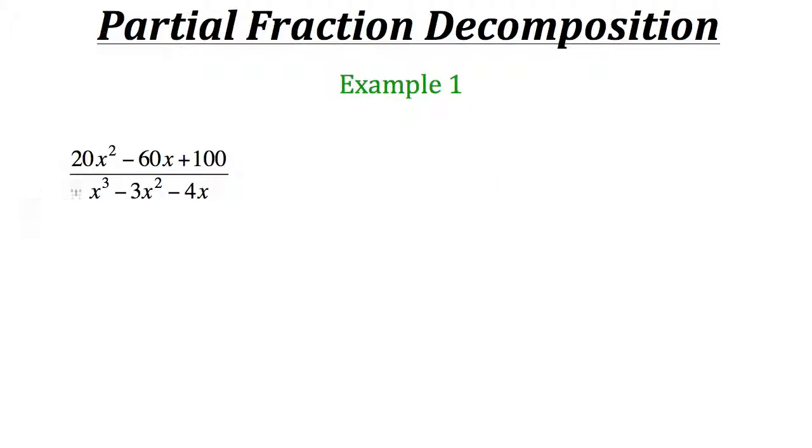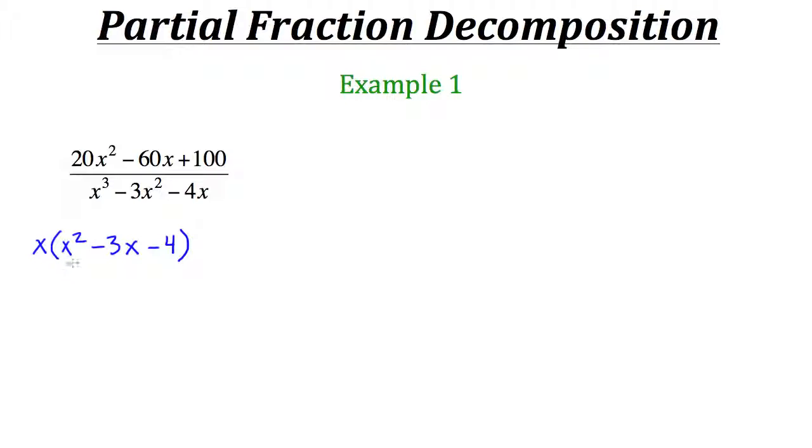So here we have the rational expression 20x squared minus 60x plus 100 all over x cubed minus 3x squared minus 4x. Now the first step in doing partial fraction decomposition is to first find all the factors that are in your denominator. So for us, we want to find all the factors for x cubed minus 3x squared minus 4x. Now the first thing we could do with this is pull an x out of each of the terms. So when we do that, we'll be left with x squared minus 3x minus 4. So now we know at least one of the factors, which is x.